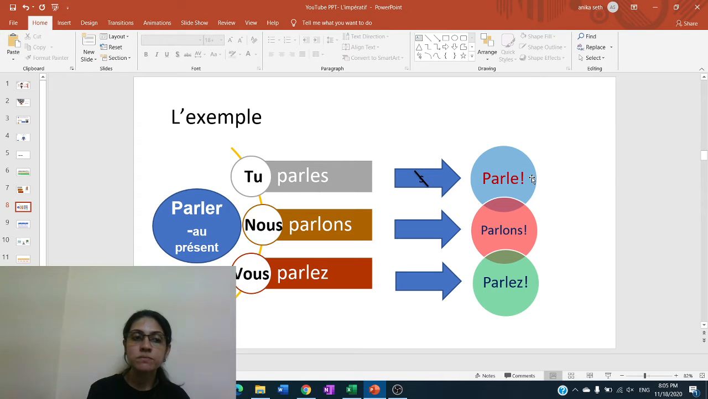Then with nous, parlons is the conjugation. Again, remove the subject pronoun nous. The conjugation will remain the same, parlons. So we do not have to remove S over here. S is only removed in the tu form. So this one, parlons, exclamation mark to be added. Nous will be removed, parlons as the conjugation of the verb and with an exclamation mark.